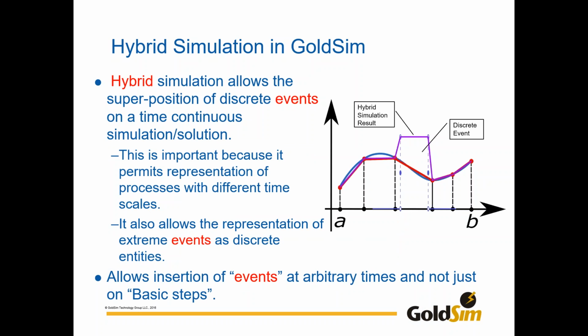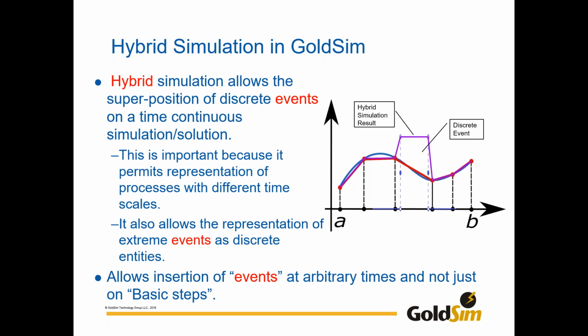So just to summarize here on hybrid simulation, hybrid simulation allows the superposition of discrete events on a continuous or dynamic simulation. And so we've had these little line drawings as we go on through the presentation, and so there's a new one here on the right. And you can see, if our red line represents our dynamic simulation, we've now inserted an event in there. And so we have this purplish line representing the hybrid simulation result, where we have an event, actually two events in this case, inserted within one basic time step. Okay?